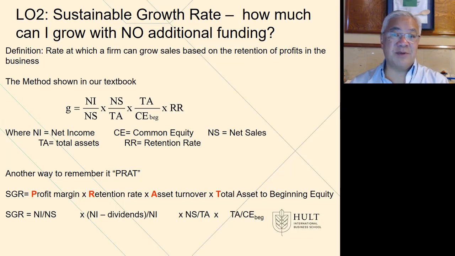From another textbook, I have found this to be useful, an acronym called PRAT. So if you look at the bottom, PRAT simply rearranges the terms. So we start with the net profit margin, that's the P, then we go to retention rate, that's the R, then we go to the asset turnover rate, that's A, then we move to the total asset to equity ratio, that's T, so PRAT. So let's apply PRAT to an example.